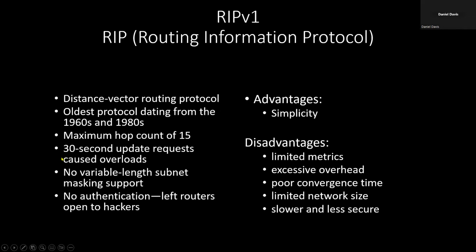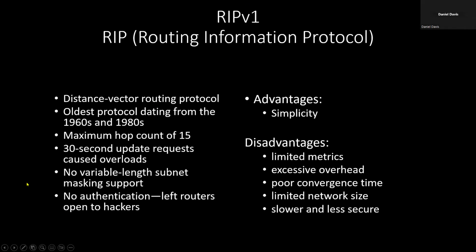Every 30 seconds, it sends out an update request. This can often cause overloads on larger networks, so this really isn't suitable for big networks. It's not scalable. RIP is not scalable. It does not support VLSM, no variable length subnet mask support. It has no authentication, at least in version 1. So RIP version 1, no authentication.